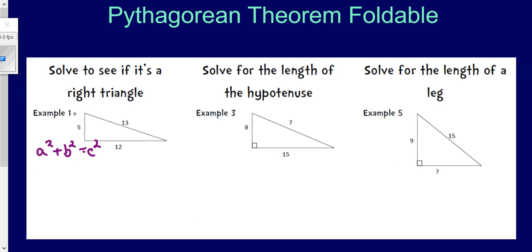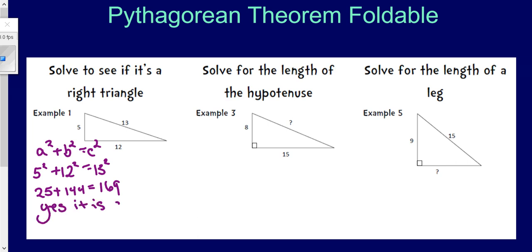So 5 squared, imagine the area of a square of 5, plus 12 squared will equal 13 squared if it's a right triangle. So I have 25 plus 144, and 13 squared is 169. Is 25 plus 144 equal to 169? Hopefully you said yes. So that means it is a right triangle.